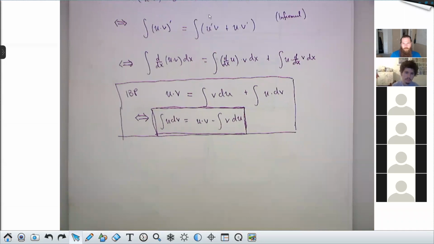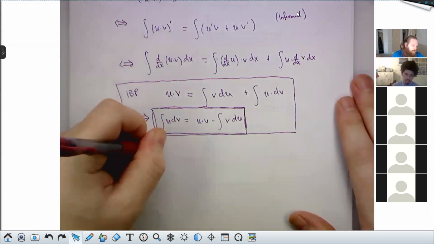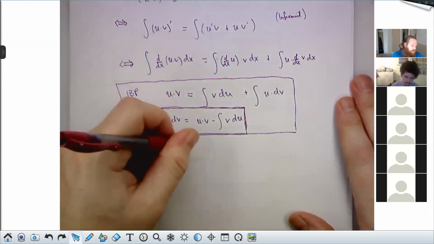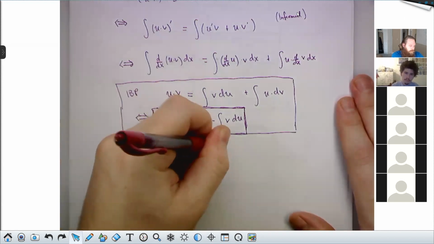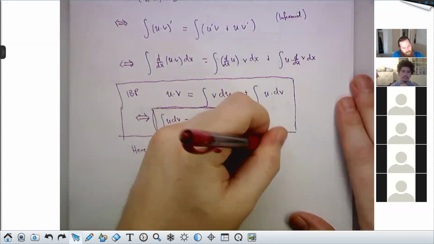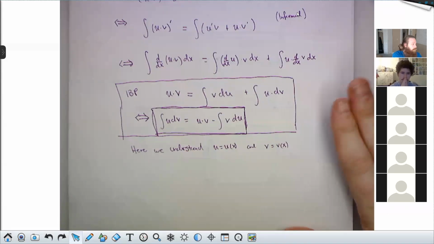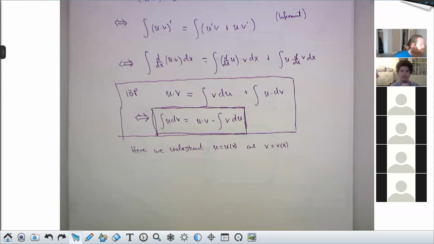But it really does follow from the product rule. You just take the product rule and integrate on both sides. Here, implicitly, we understand that u is a function of x and v is a function of x. So du and dv are differentials calculated in terms of the variable x. That's the idea.